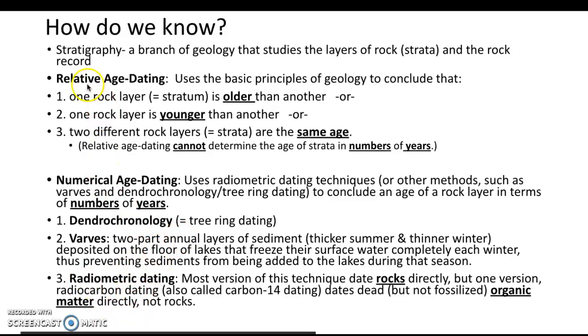Up here, there's something called relative age dating. No, this is not what happens down in Arkansas. I'm talking about relative age dating: dating rocks relative to one another. Okay? Using the principles of geology to say that one rock layer is older than the other, or younger than the other, or that two rock layers are the same age. The difference between relative age dating and numerical age dating is right here, and this is important. Relative age dating cannot tell you how old the rock is in numbers of years.